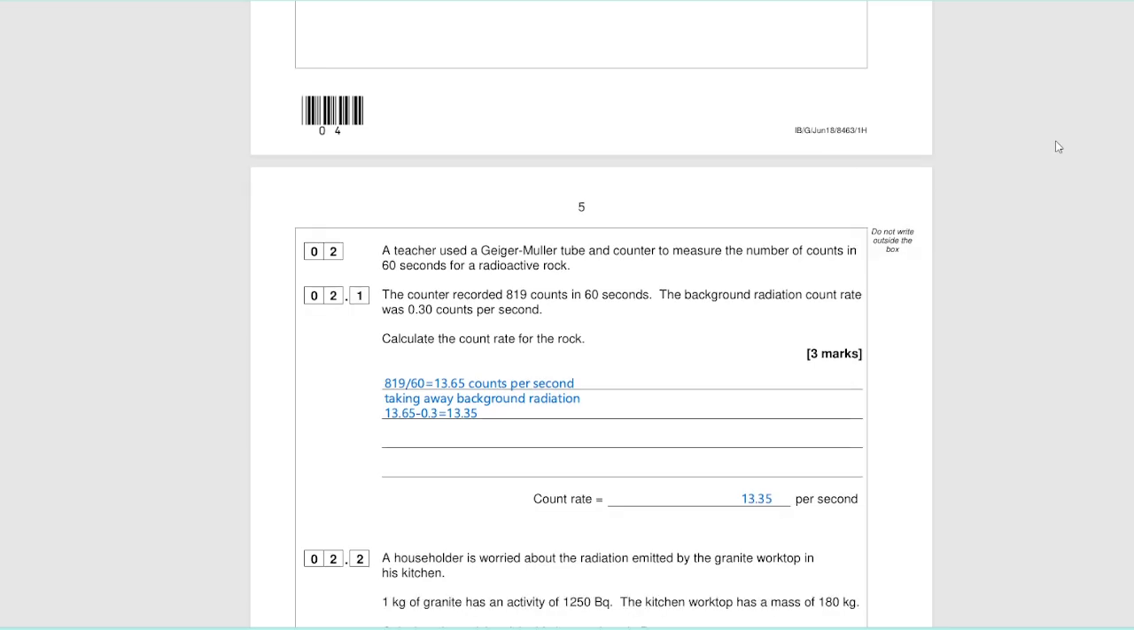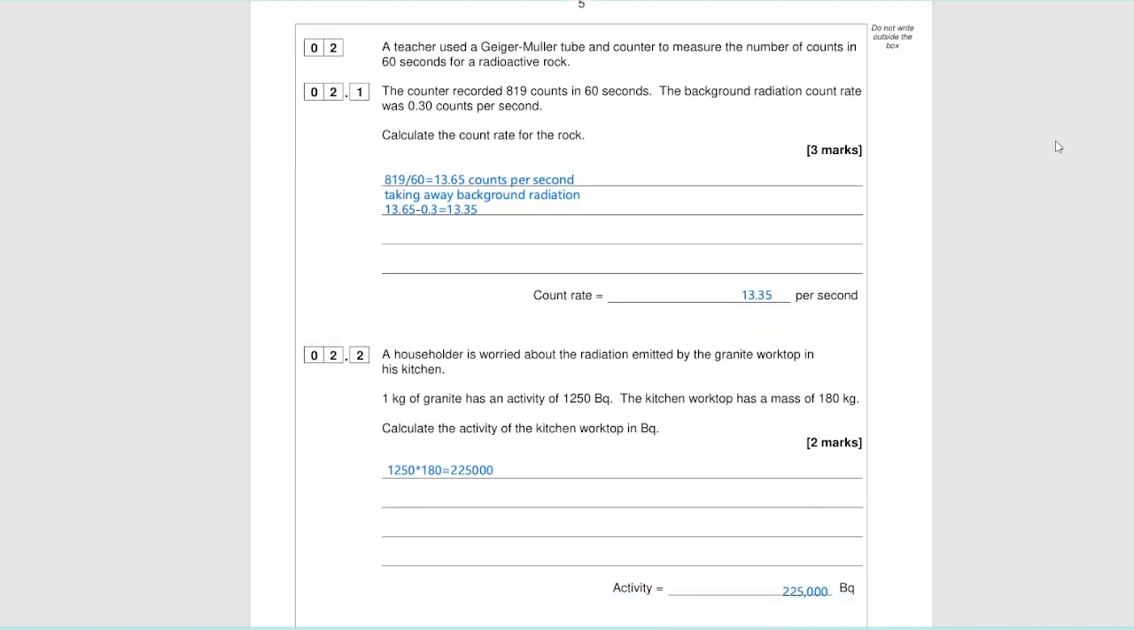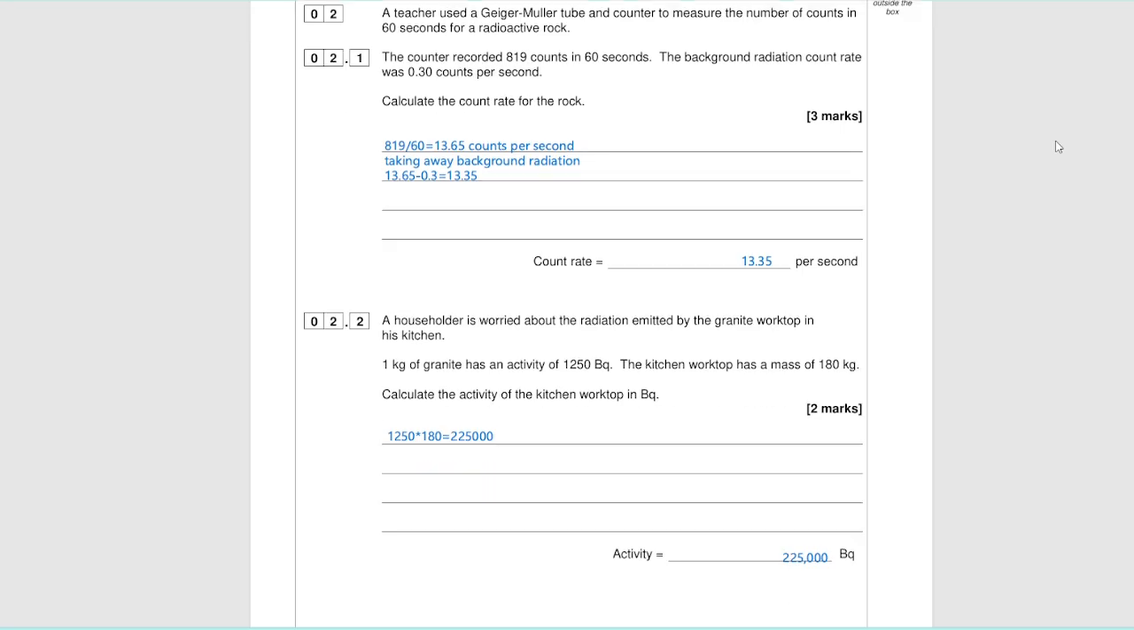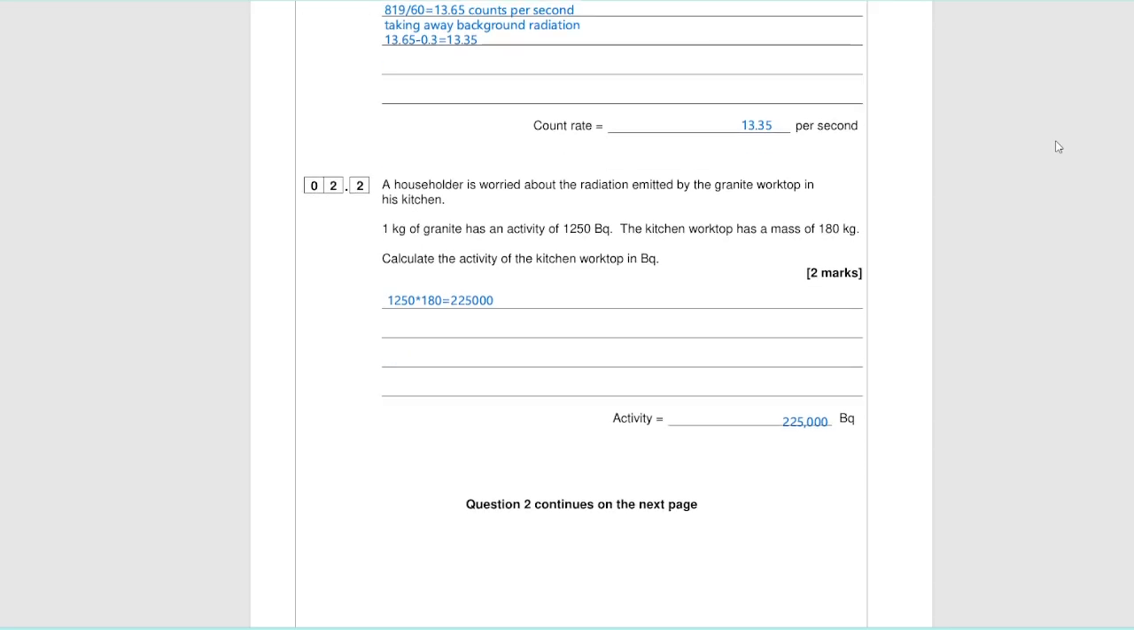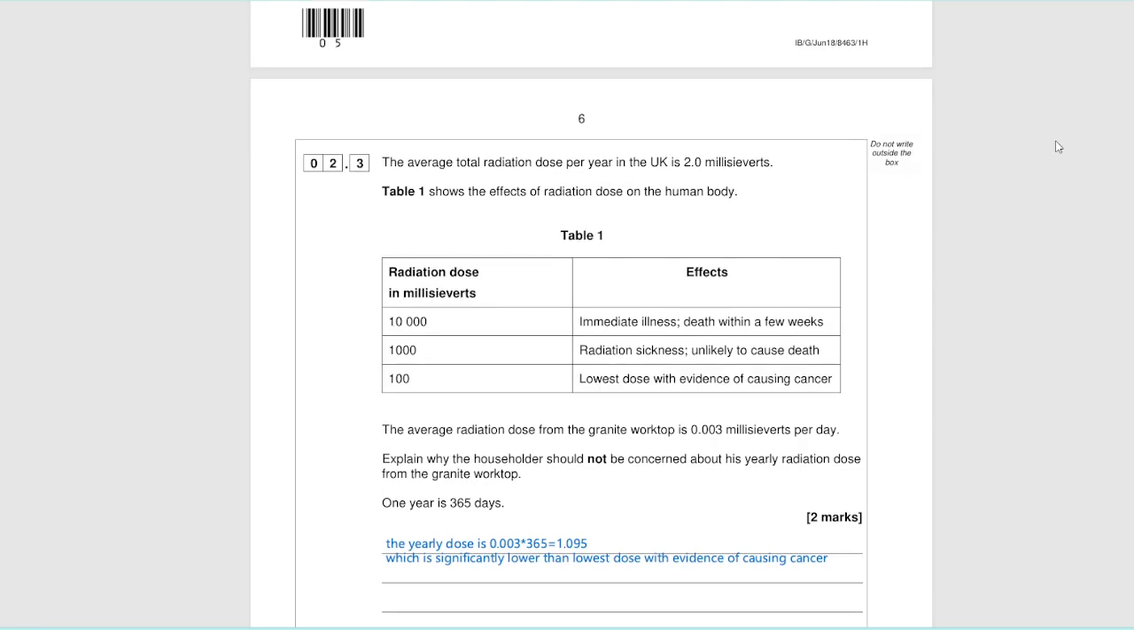And then with 2.2, we're told a householder is worried about the radiation emitted by a granite worktop in his kitchen. 1 kilogram of granite has an activity of 1,250 becquerels. The kitchen worktop has a mass of 180 kilograms, and we're asked to calculate the activity of the worktop in becquerels. You just multiply them, and you get an activity of 225,000 becquerels.